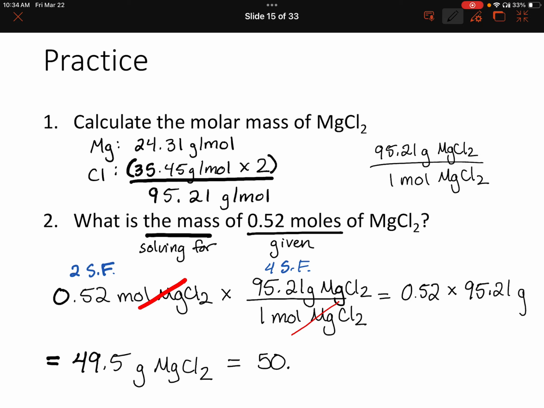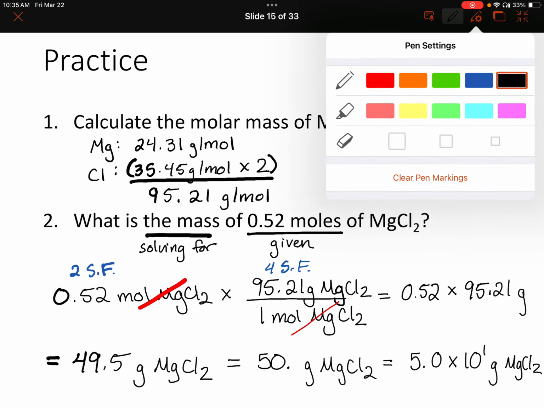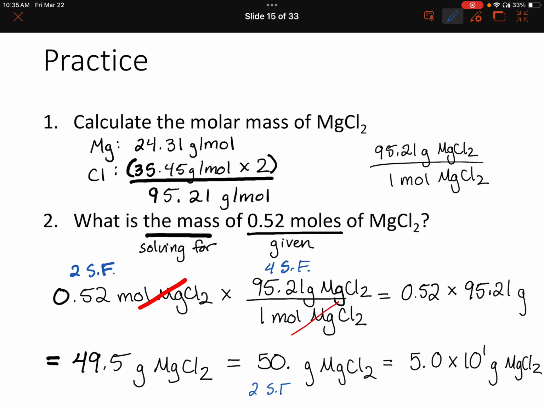Now, we could also write this in scientific notation, so I'll show what that looks like too. So we could have written this as 5.0 times 10 to the 1 grams. So either way is fine, but I just wanted to show you that there are options if you're not sure how to express your value with the right number of significant figures. Either way, we have 2 sig figs if we write it as 50 with a decimal, and then we have 2 sig figs if we write it in scientific notation.